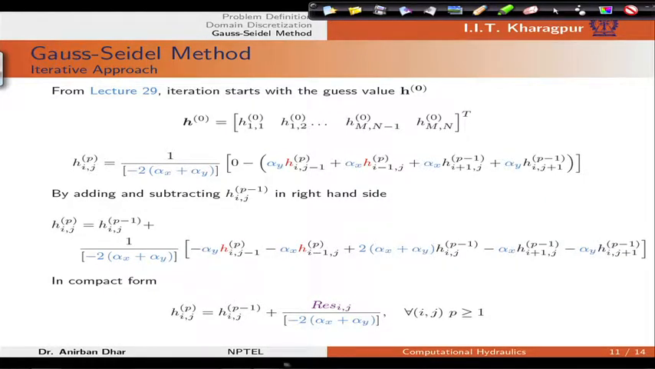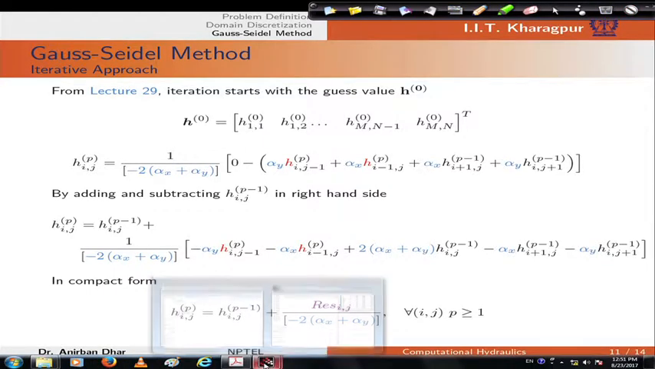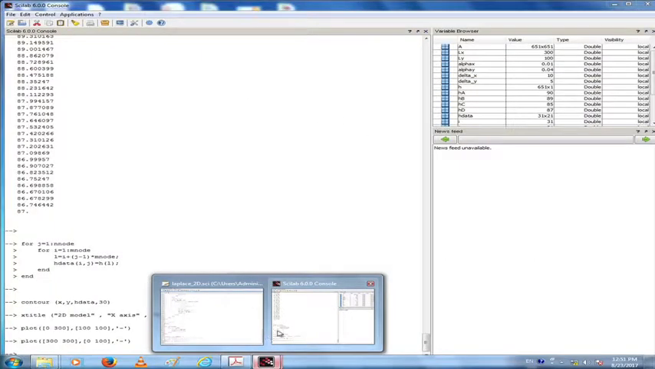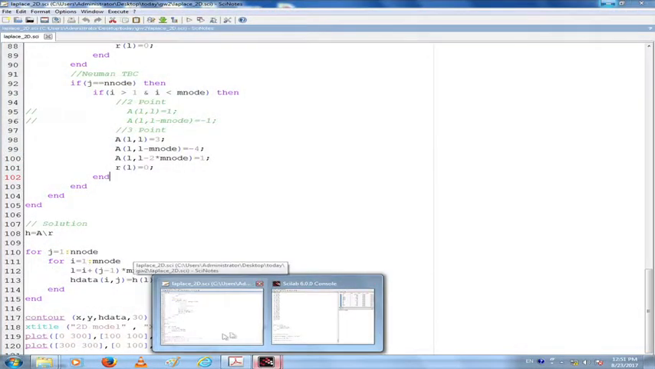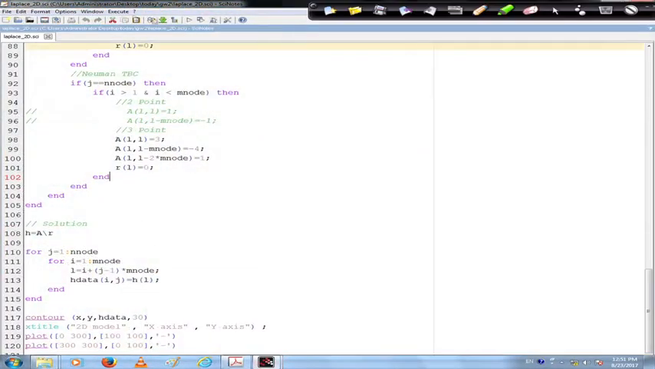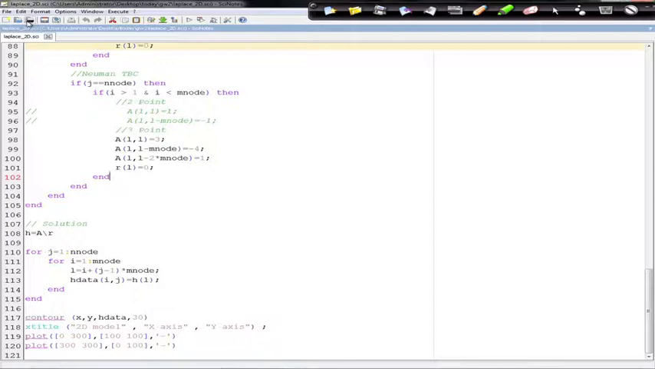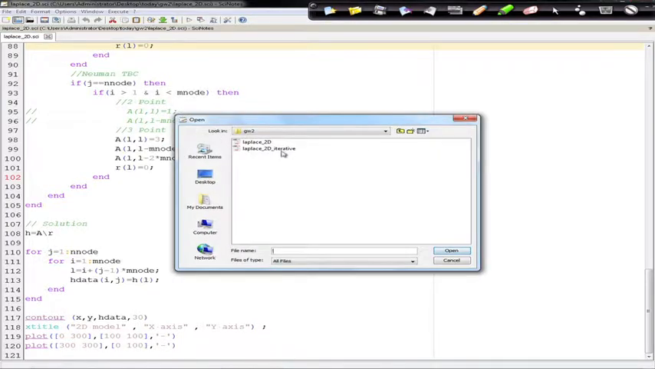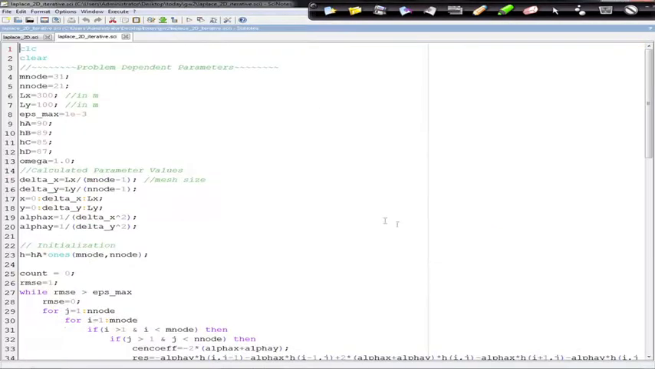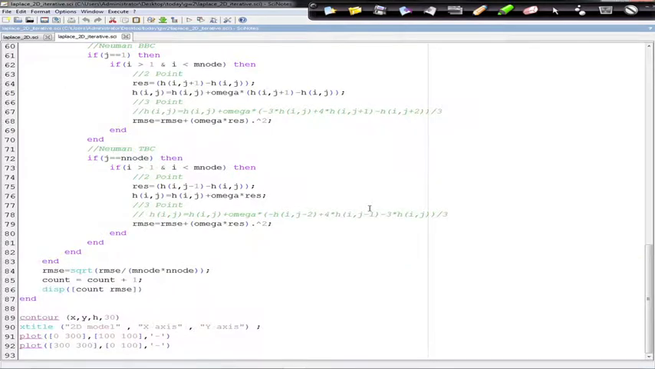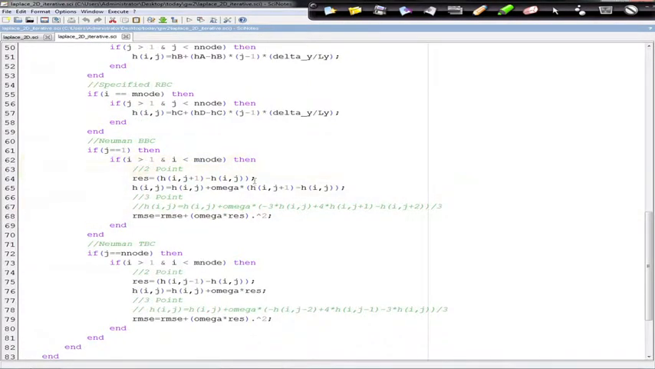So, if I show this thing, the Laplace iterative code, we are using this 2-point method.